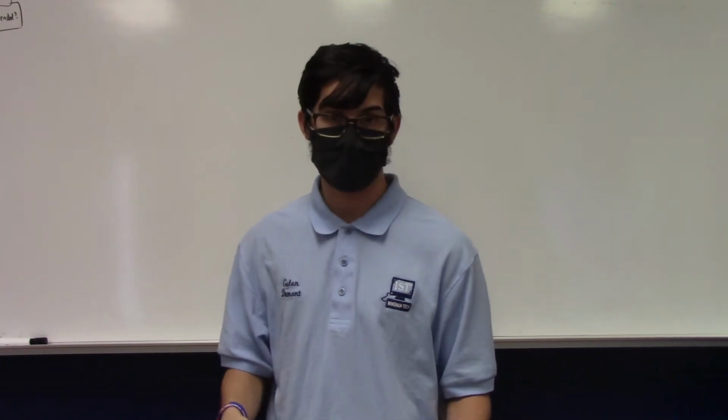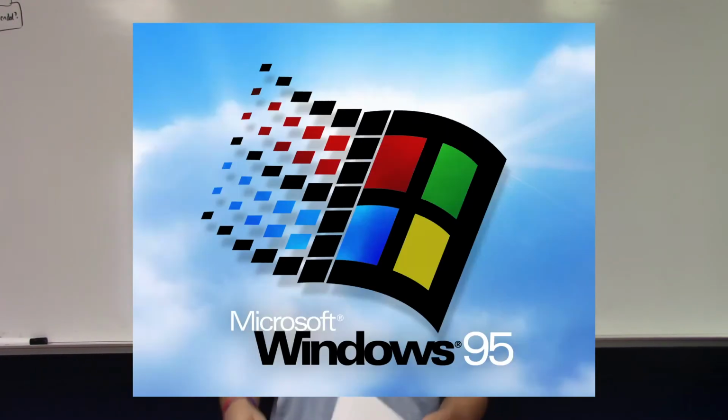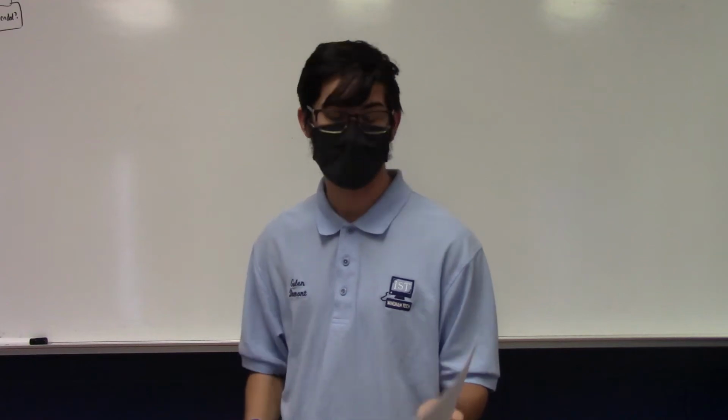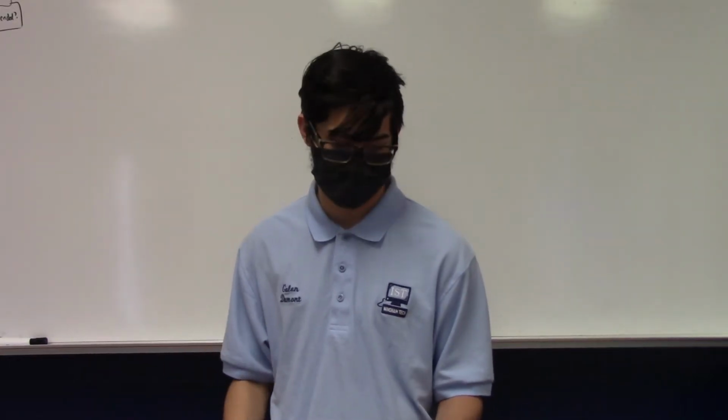Although we did get Windows NT Workstation 3.5 in 1994, 1995 brought us the blockbuster hit that was Windows 95. And although it still ran on top of MS-DOS, it marked a point in the timeline where Windows really started to separate itself from the previous versions and really came into its own as an operating system.